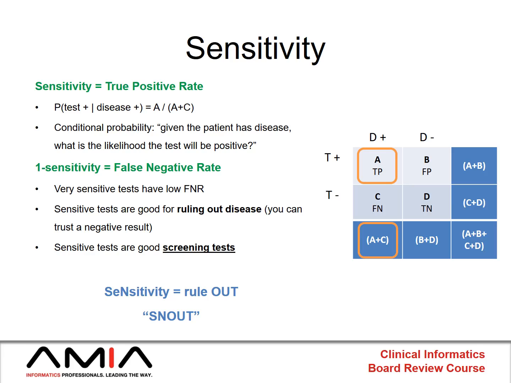If I test somebody and they test negative, I can trust that negative result. I can believe that I have screened them accurately and the patient does not have the disease. So a very sensitive test is good for ruling out disease, which makes them very good for screening tests. One way to remember that is this mnemonic device where sensitivity equals rule out, or snout. You take the S and the N from the word sensitivity and the word out from rule out, and you get snout. I didn't make that up.